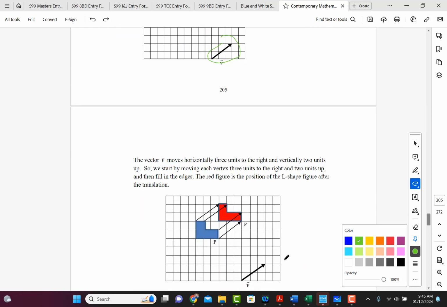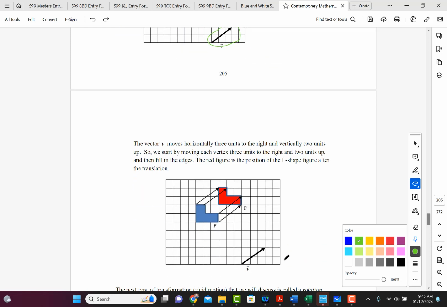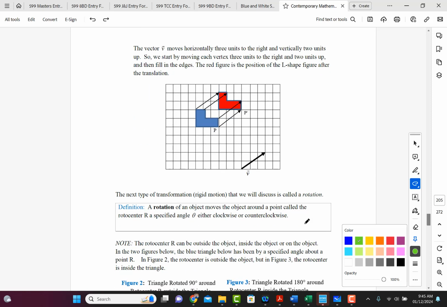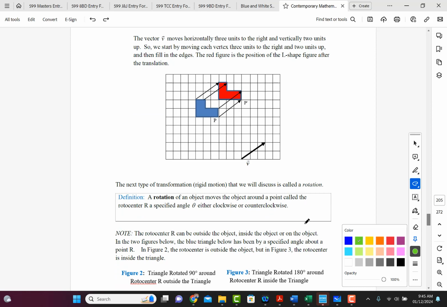And see, that's what they did. Of course, they shaded it in. I'm not going to take the time to shade it in. So the vector V moves, here's another way of looking at it. It moves every point, every vertex, 2 units up and 3 units to the right. So we start by moving each vertex 3 units to the right and 2 units up. And then we fill in the edges. And then the red figure is the position of the L-shaped figure after the translation has been performed.